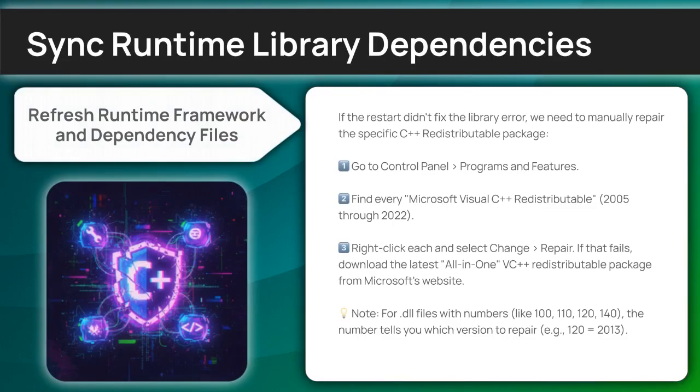If the restart didn't fix the library error, we need to manually repair the specific C++ redistributable package. First, go to Control Panel, then select Programs and Features. Second, find every Microsoft Visual C++ redistributable, 2005 through 2022. Third, right-click each and select Change, then select Repair. If that fails, download the latest all-in-one VC++ redistributable package from Microsoft's website. Please note that for DLL files with numbers, the number tells you which version to repair. For example, 120 equals 2013.